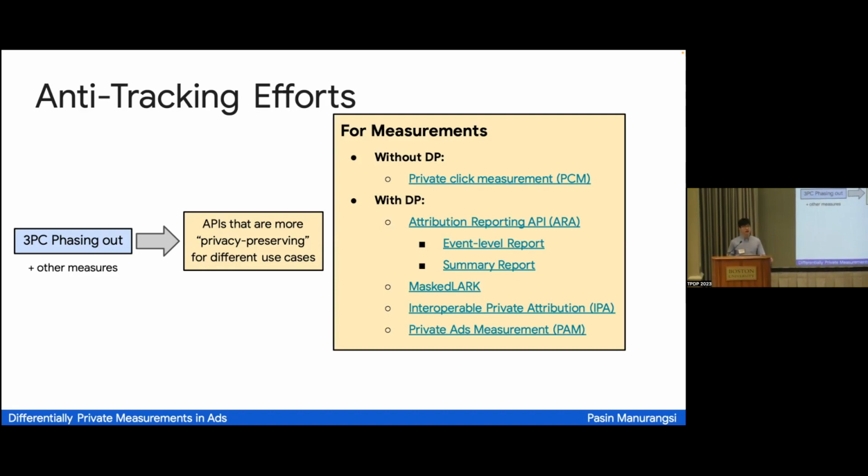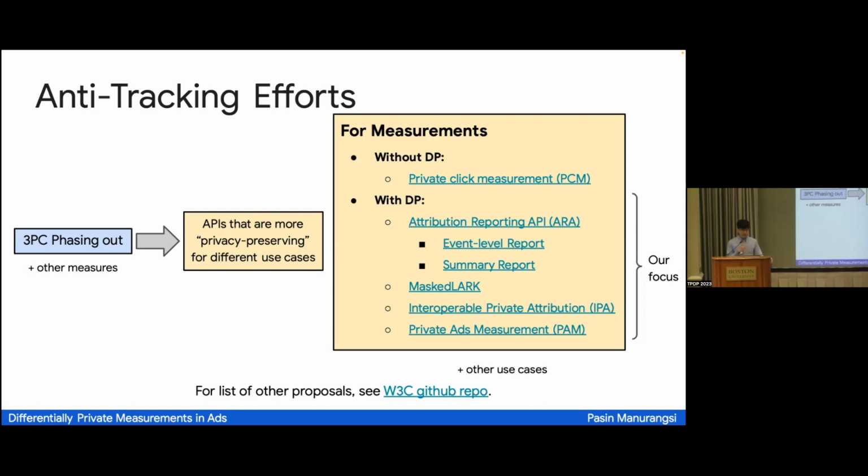Even for measurement, there are already many proposals, such as the Private Click Measurement or PCM by Apple, and the Attribution Reporting API or ARA by Google, which is the one I'm going to talk about more concretely when I give a specific example. There is MaskedLARK from Microsoft. There is IPA, jointly from Meta and Mozilla, and there is also the most recent one, Private Ads Measurement or PAM from Apple. Some of these limit the privacy risk without using DP, and the others are using DP. So our focus will be on the ones that are using DP here.